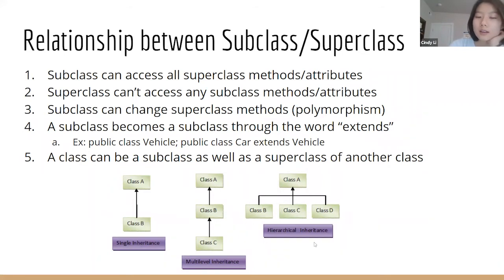That is hierarchical inheritance. Multiple classes inheriting from one class. That is possible. That is hierarchical inheritance. Now, can class B also be a superclass right here? Of course it can. So for example, class A, let me see if I can make a diagram right now.